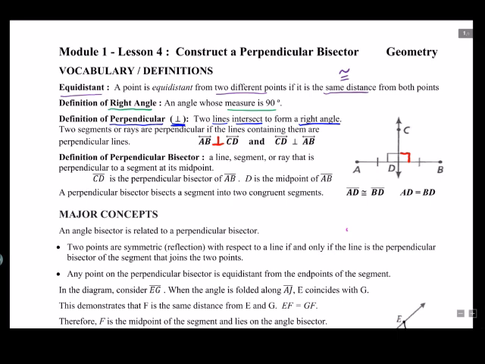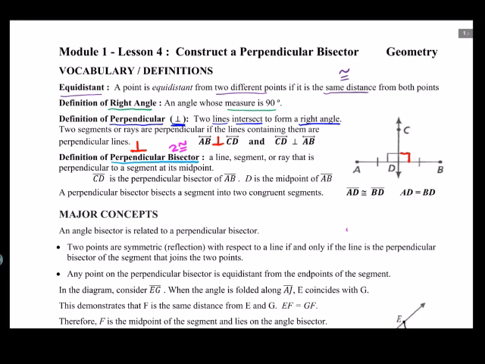This follows with definition of perpendicular bisector. This is really two ideas for the price of one. The first thing that's happening here is we have perpendicular. What does that mean? That means they're intersecting at a right angle. And idea two is bisector. Do you remember what bisect means? Bisect means we have two congruent parts.